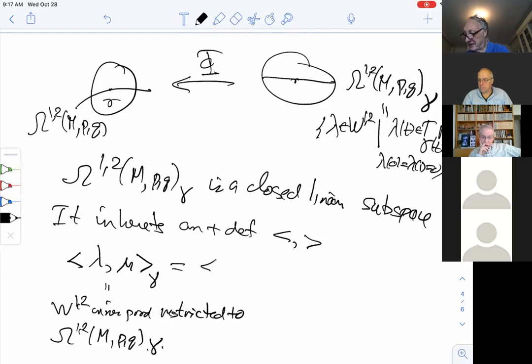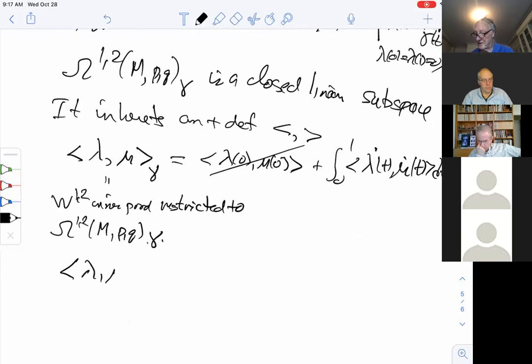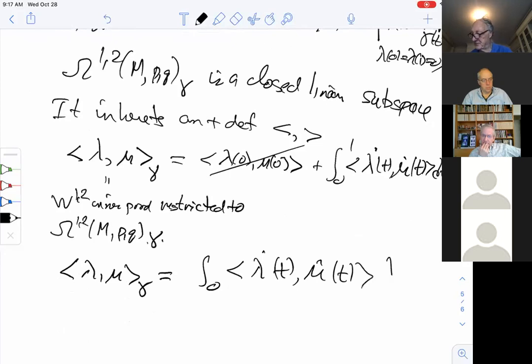Well, what is it? It's supposed to be gamma of 0 inner product mu of 0, inner product in Euclidean space, plus the integral from 0 to 1 of gamma dot of t mu dot of t dt. Well, this is 0 because these tangent vectors start at the origin. So in fact, this inner product on this tangent space is simply the L2 inner product of the derivatives. And I'll denote the L2 inner product always by a sub-0. So this always means L2 inner product.